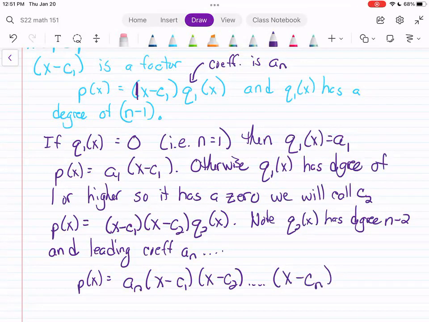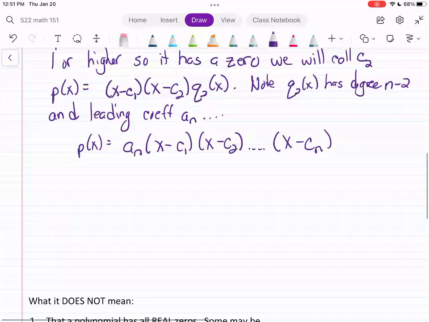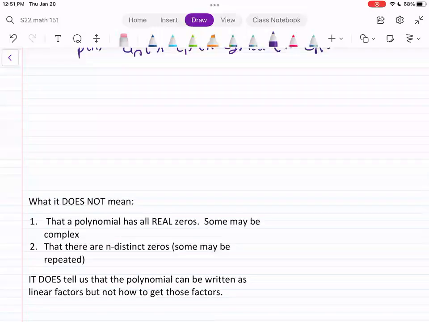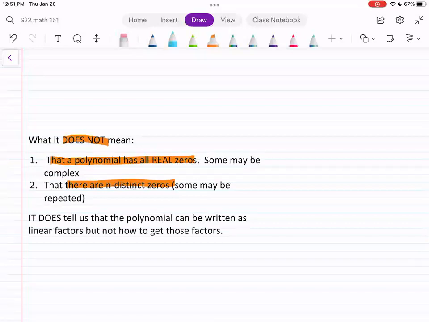Now this linear factors theorem does not tell us a couple of things. It does not tell us that it has all real zeros. Some of them could be complex. And it also does not tell us that there are distinct zeros, that there are n of those. Some of them could be repeated, as we mentioned earlier. But it does tell us that the polynomial can be written as linear factors, but it doesn't tell us how to get them.